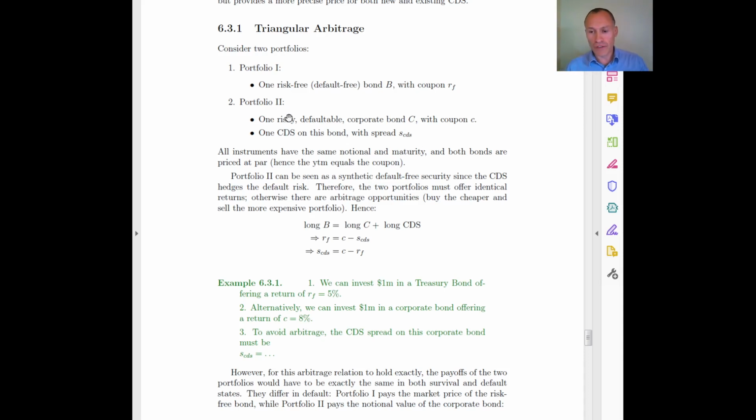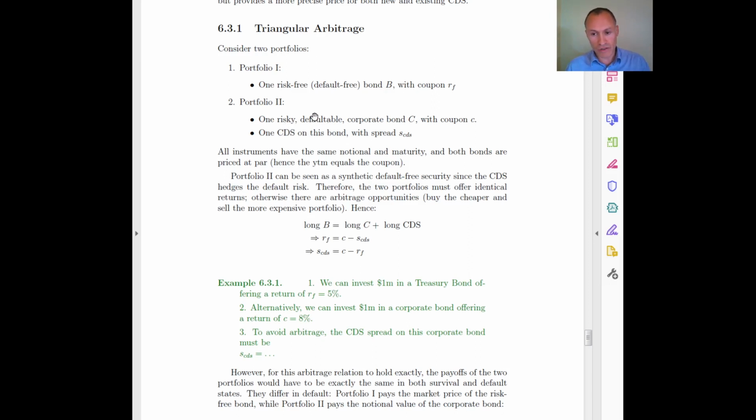Portfolio number 2 has two assets. One is a risky defaultable bond issued by a corporation, so let's call that bond C, and let's call the coupon small c. At the same time, I also have a third asset, a CDS on this bond, with some spread s_CDS. This is the price we'll try to find. So the idea here is the following: I am building a second portfolio which has a risky asset, but at the same time I am buying insurance on that risk.